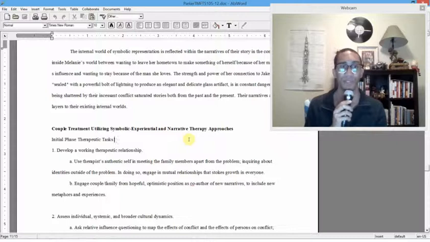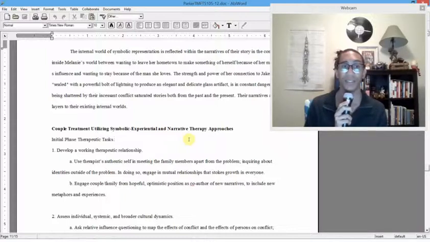Okay, so use the therapist's authentic self in meeting the family members apart from the problem. He doesn't know he has schizophrenia, but he knows that he's different. He knows that he's homeless. Jennifer knows that too. So I would just meet with them where they are. Let them explain where they are and just be there with them. Explain who I am and where I am, but also where we are together. Not necessarily blocked by this specific problem, but in the initial phase, the whole idea is just to meet with the family, to sit down with the family, to be with them.